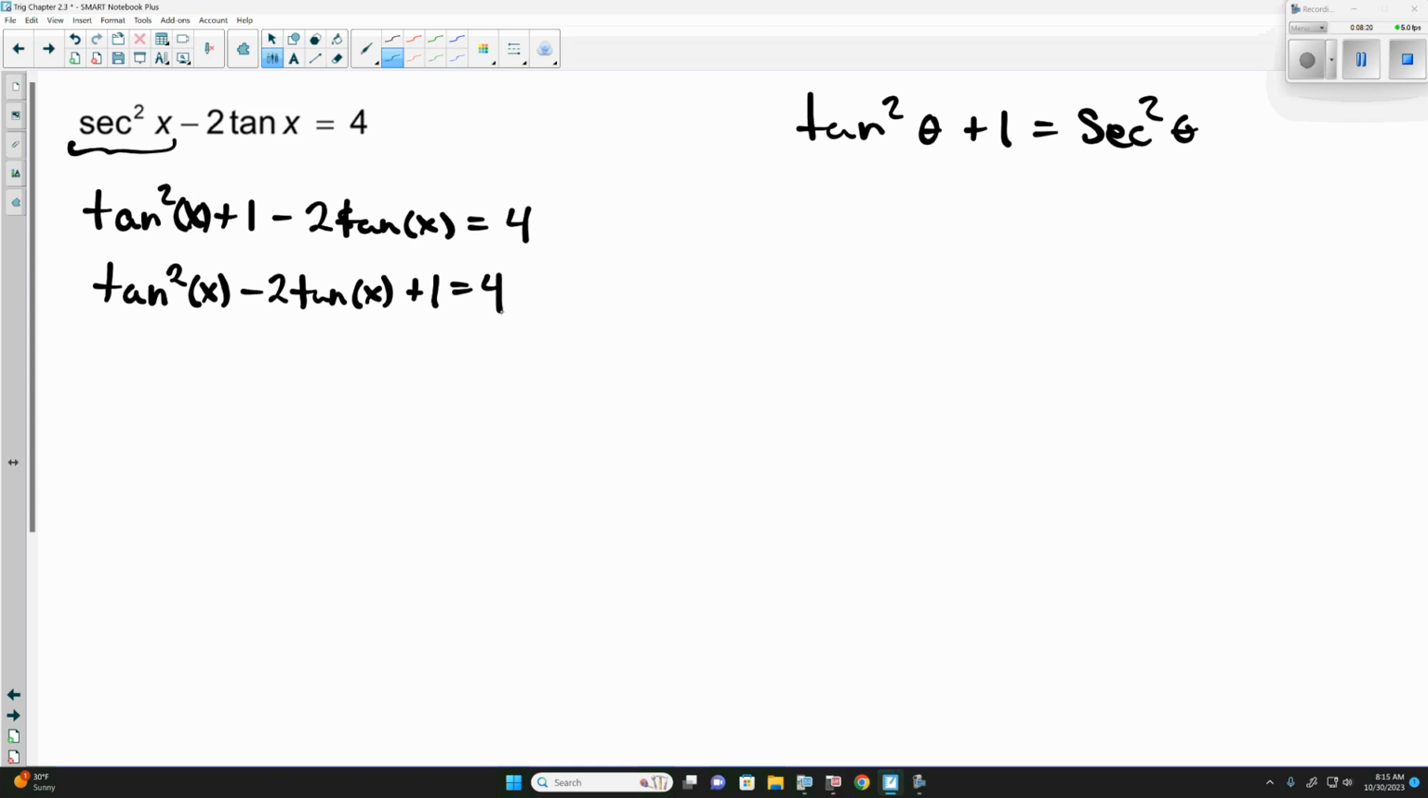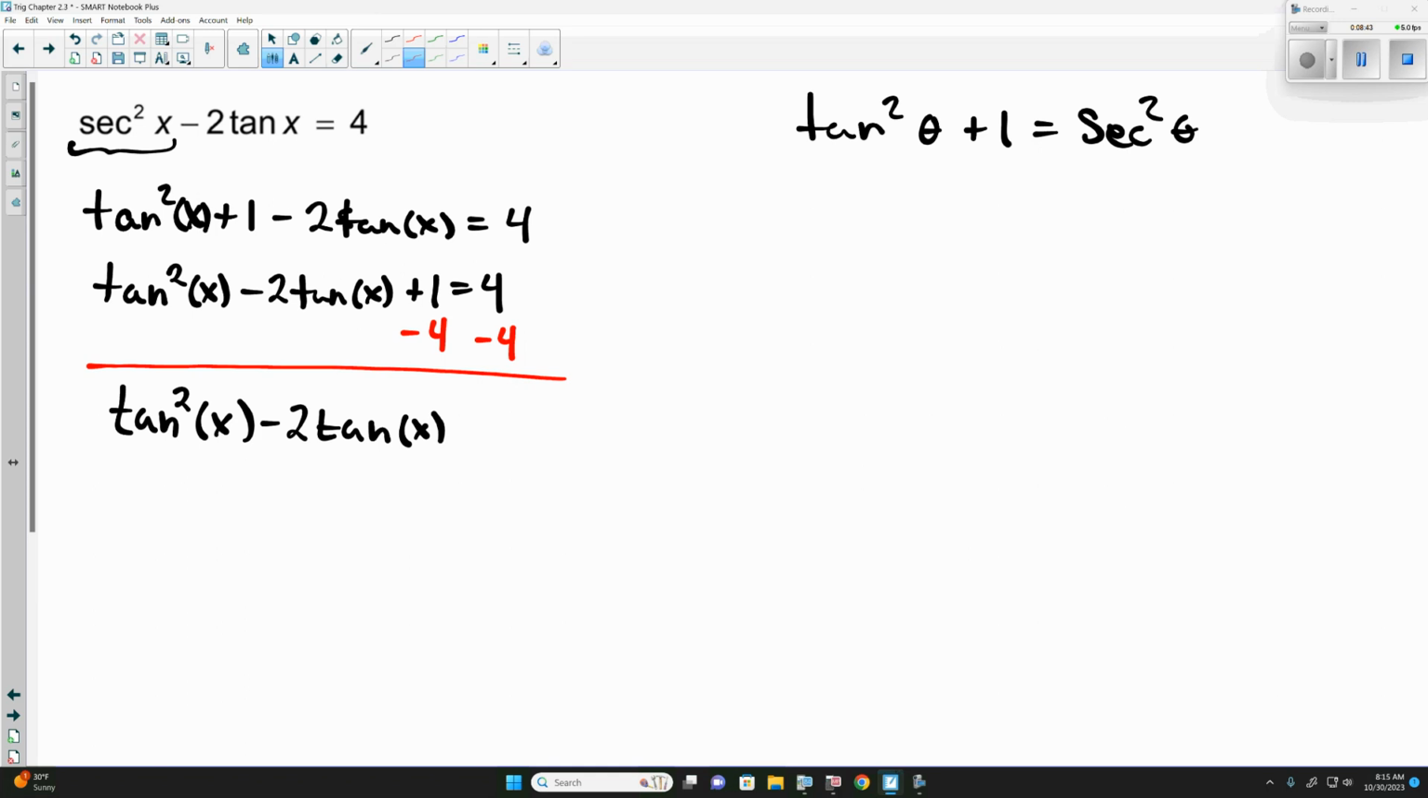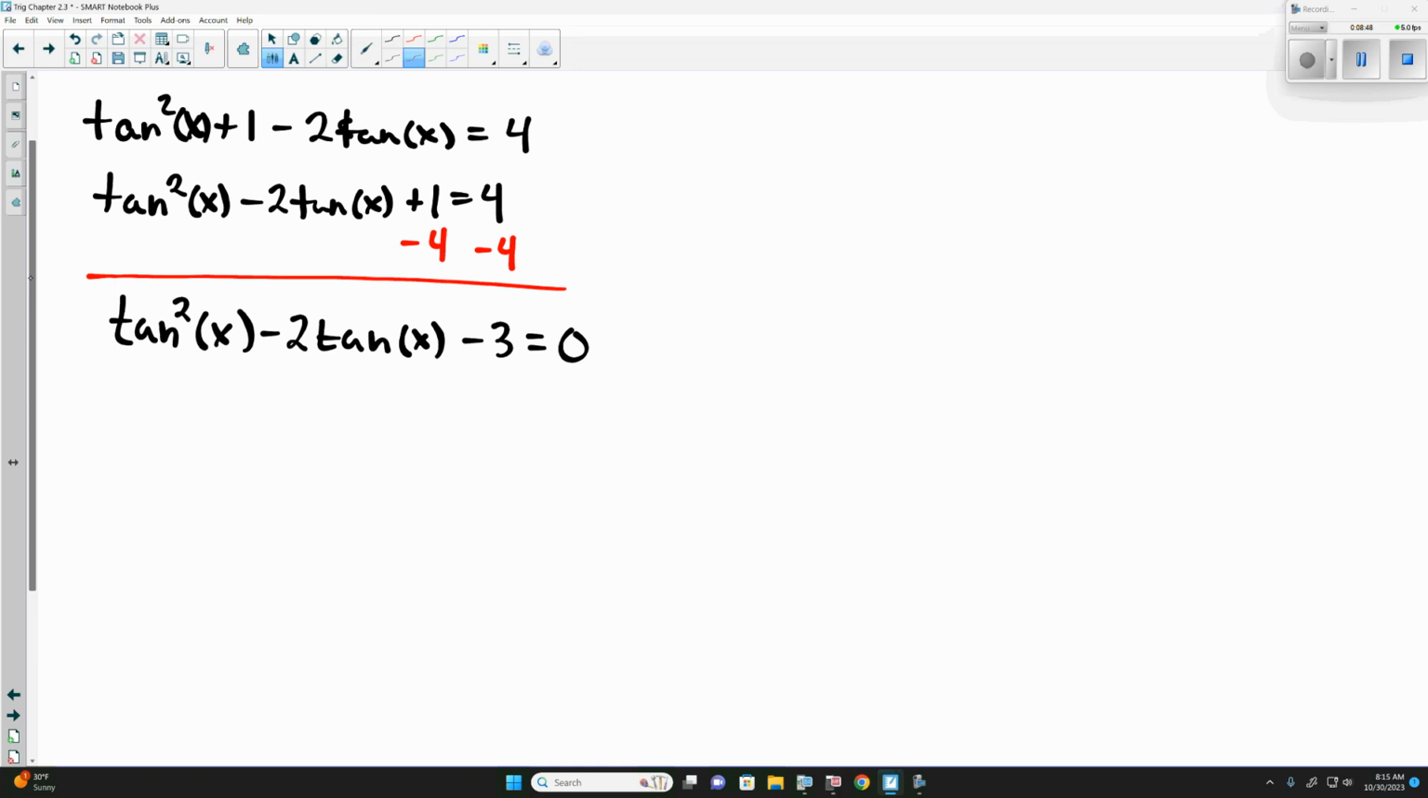I'm just going to rewrite it in standard form so we have our squared term, first power, and constant, and we get this here. Now, if we're going to solve this quadratic, we need it equal to 0. So the first thing we can do is subtract the 4 from both sides, telling us that tangent squared of x minus 2 tangent of x minus 3 is equal to 0. Now at this point we can factor it.